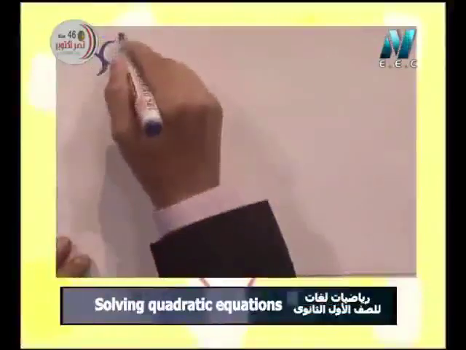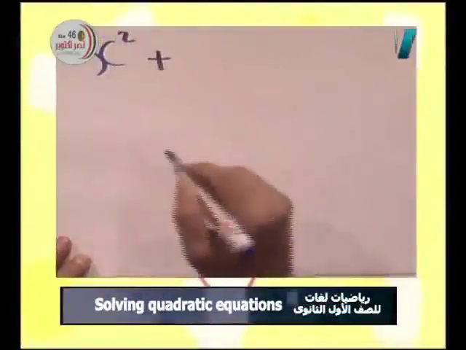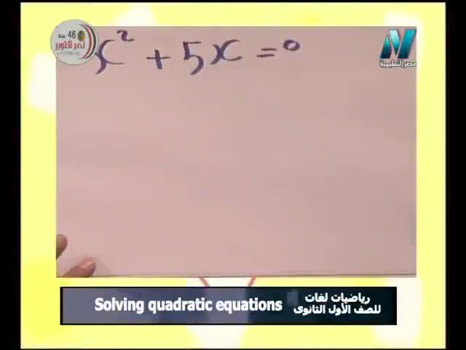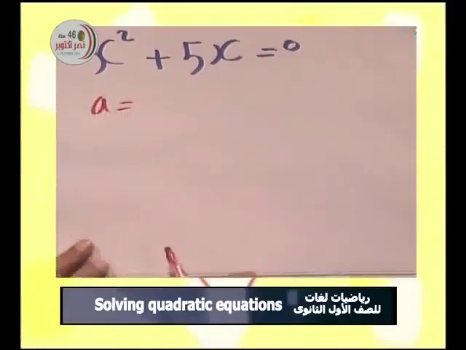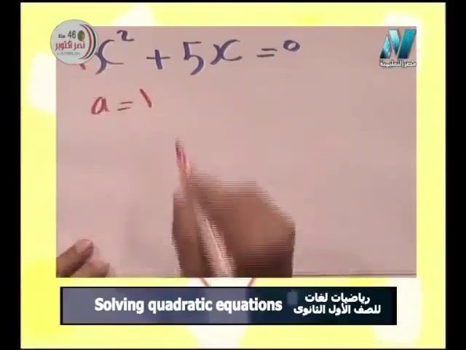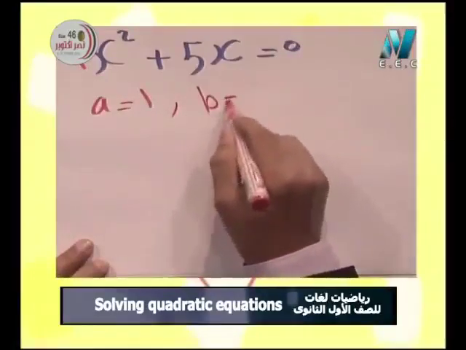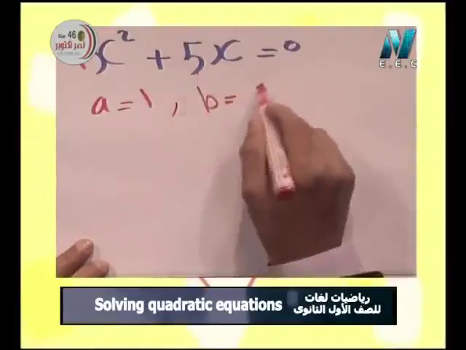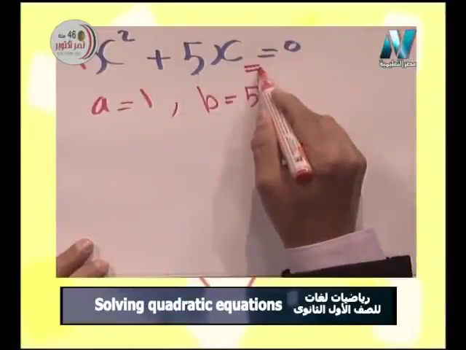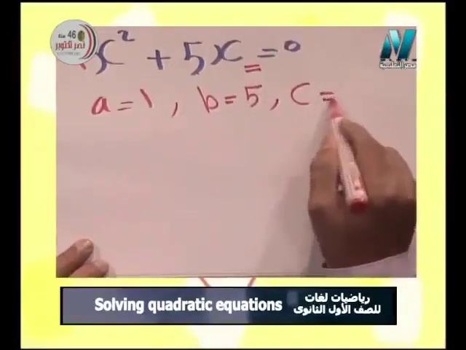Okay, let's solve another equation. If we have x power 2 plus 5x equals 0, we will use our formula. a equals what? Yes, a equals 1, because 1 is the coefficient of x power 2. What is b? b is the coefficient of x, so it will be 5. Where is c? It doesn't exist. That means that c equals 0.